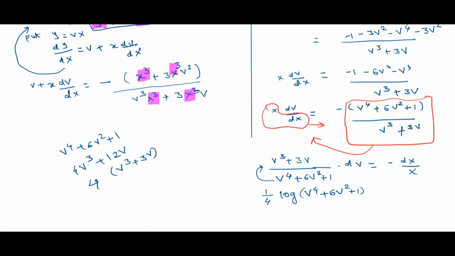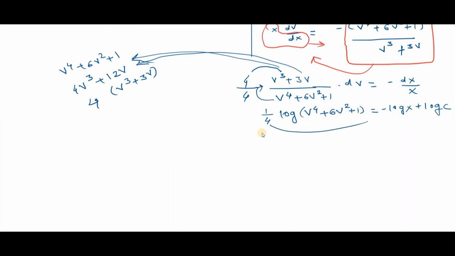This is divided by 4. If you are multiplying with 4 here, you are dividing by 4. 1 by 4 I will write as it is. 4 into v cube is 4v cube, and 4 into 3v is equal to 12v, which will be the numerator, and this is equal to minus log x plus the integrating constant, log c.